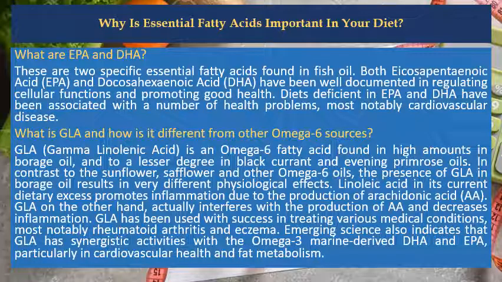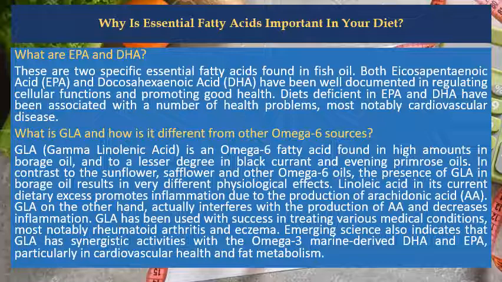What is GLA and how is it different from other omega-6 sources? GLA, gamma-linolenic acid, is an omega-6 fatty acid found in high amounts in borage oil, and to a lesser degree in black currant and evening primrose oils. In contrast to the sunflower, safflower and other omega-6 oils, the presence of GLA in borage oil results in very different physiological effects.